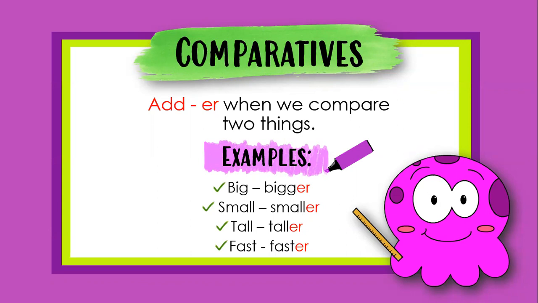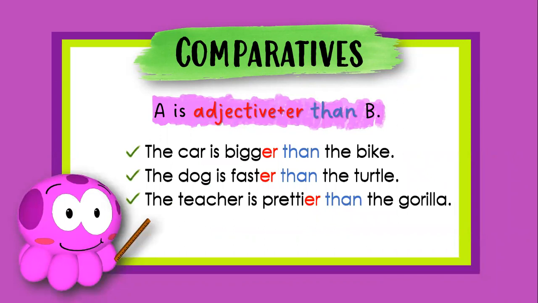Now we're going to use comparatives specifically when we compare two things, okay? So this is how we use it. For example, A is, then we have an adjective plus ER, then B. Let me explain it with some examples. The car is the noun. The car is bigger than the bike, okay? The dog is faster than the turtle. The teacher is prettier than the gorilla. So when we're comparing two things, we are going to add ER to the adjective to signal which one is the bigger one, the faster one, the prettier one, or any other adjective you want to use.